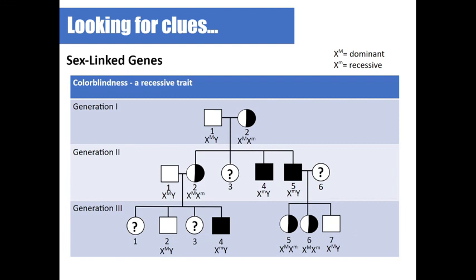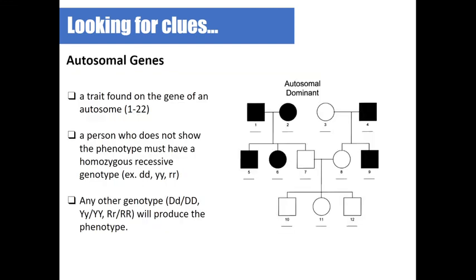So now, in autosomal genes, a trait found on the gene of an autosome is going to be found on chromosomes 1 through 22. So a person who does not show the phenotype must have a homozygous recessive genotype. So they'll have little letters. So any other genotype, whether it's big D, little d, big D, big D, and so forth, will produce that phenotype.